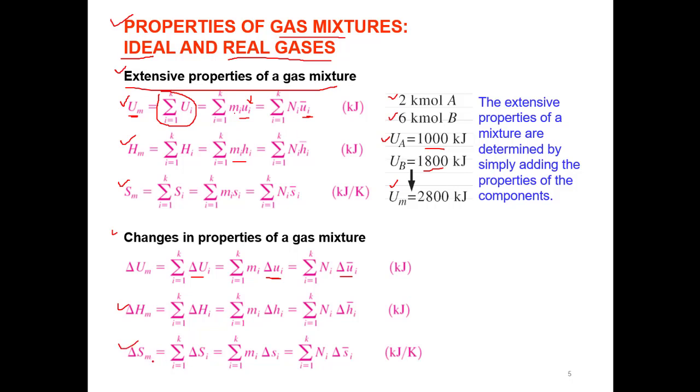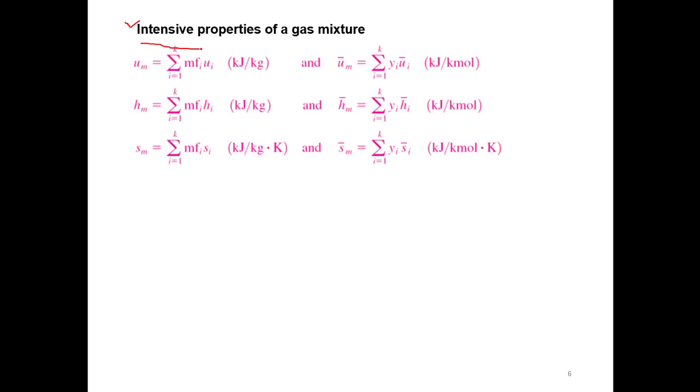To get the change in the entropy of the mixture, that will be the sum of the changes of all the components, right? So this is how you can calculate the extensive properties of a gas mixture. Now, in addition to the extensive properties, there are intensive properties as well. So how do we calculate those for the mixture?